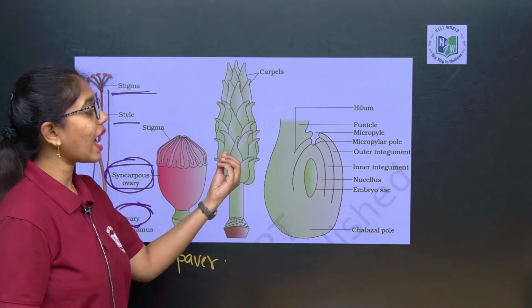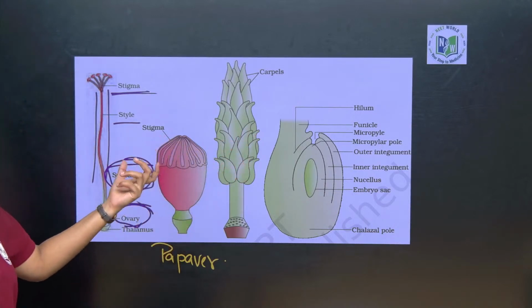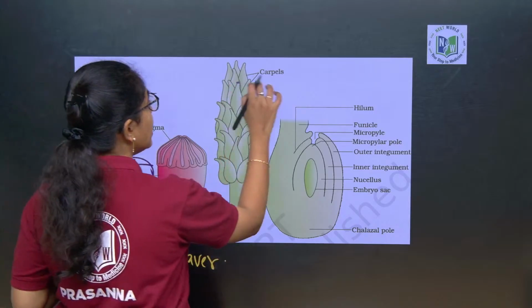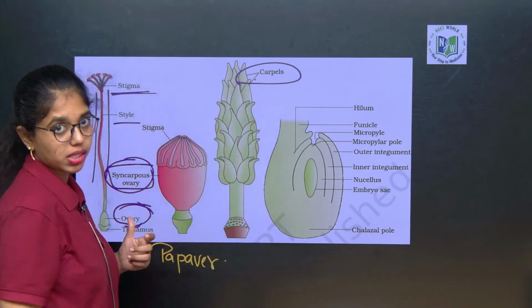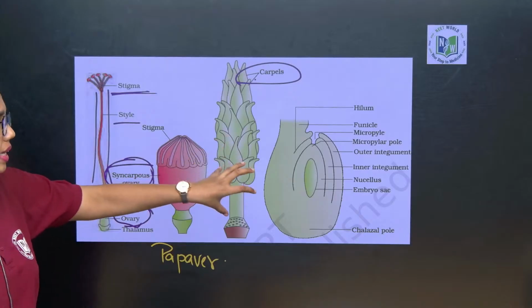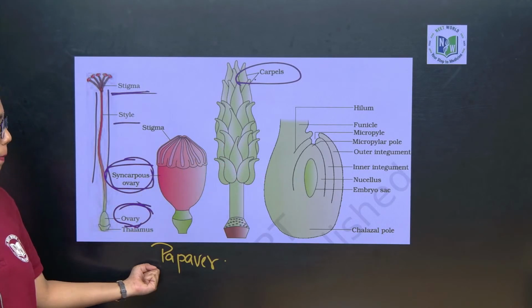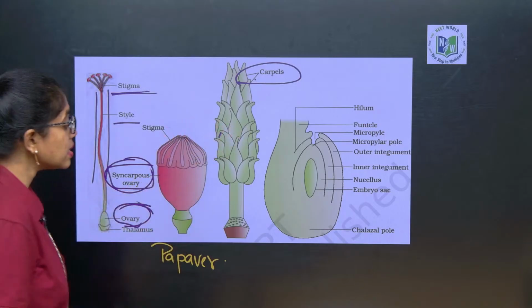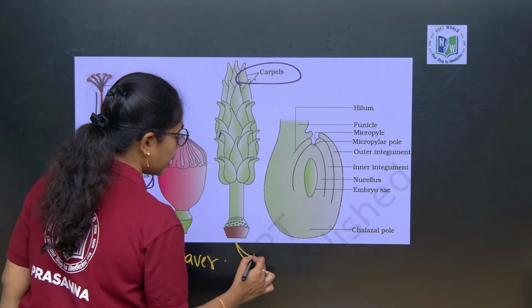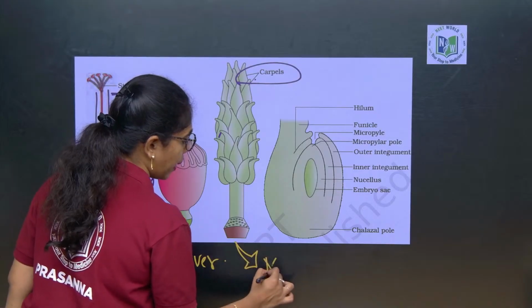If carpels are free, then it is called as apocarpous. Here carpels are fused, that is syncarpous. Example is papaver. Carpels are free, that is apocarpous. Example is Michelia.